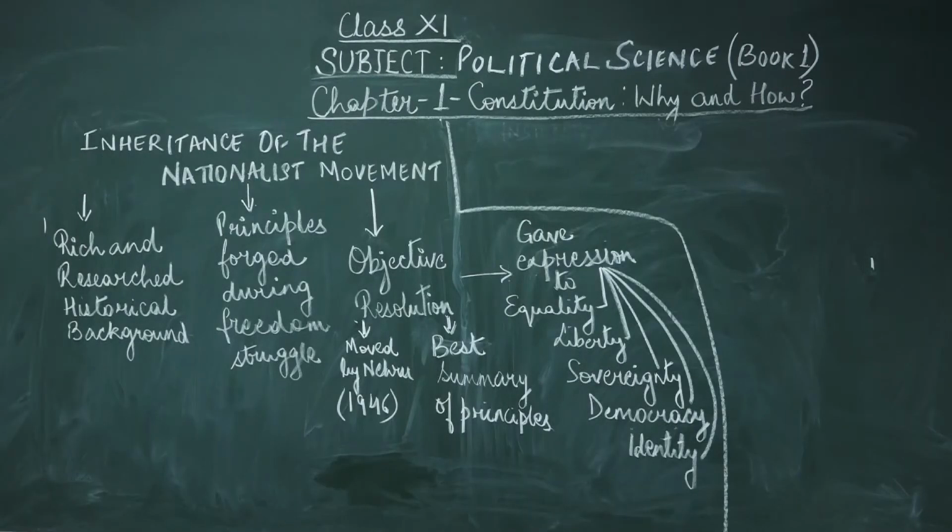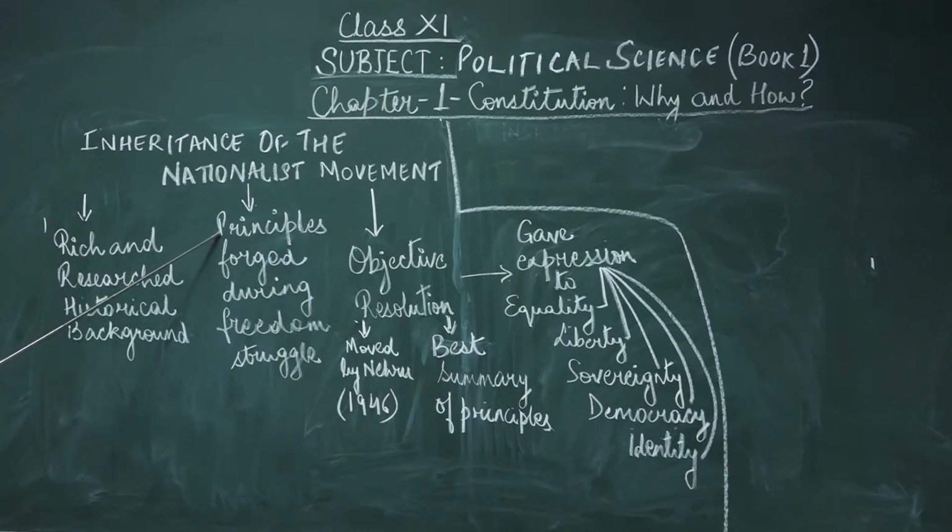An assembly as diverse as the Constituent Assembly of India could not have functioned if there was no background consensus. Background consensus means we had to see what our history was, what was behind us. The Constituent Assembly was giving concrete shape to forms and principles which had been forged during the freedom struggle. A rich history was researched and the historical background was also presented in our Constitution.